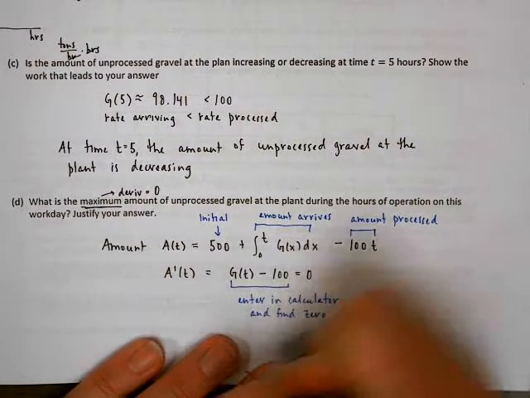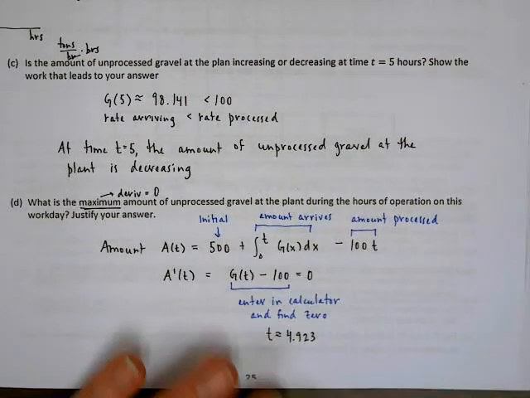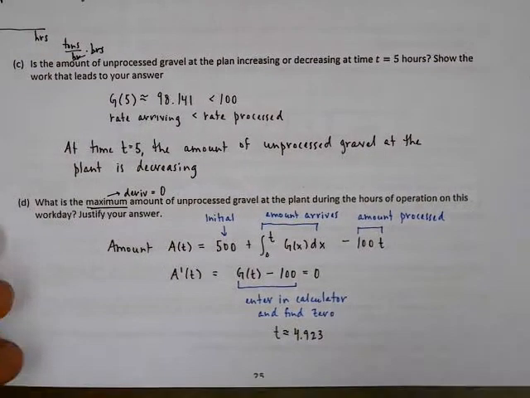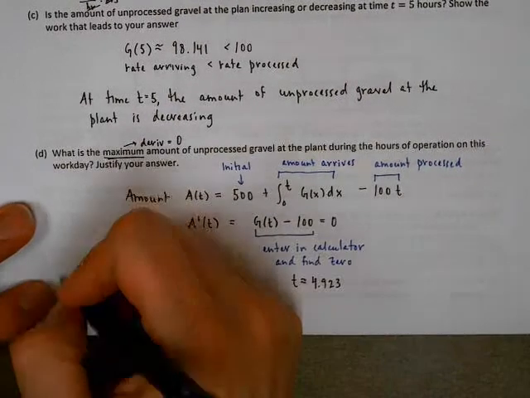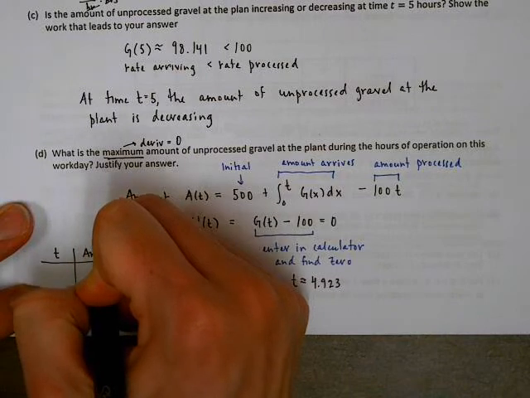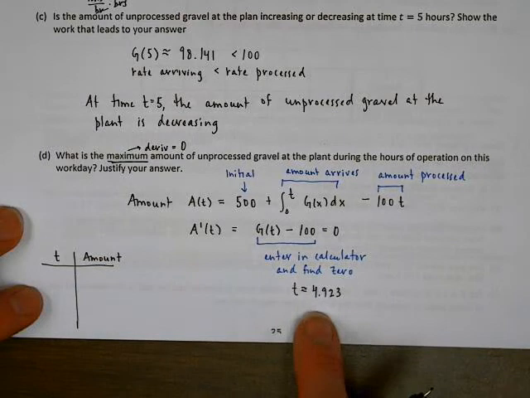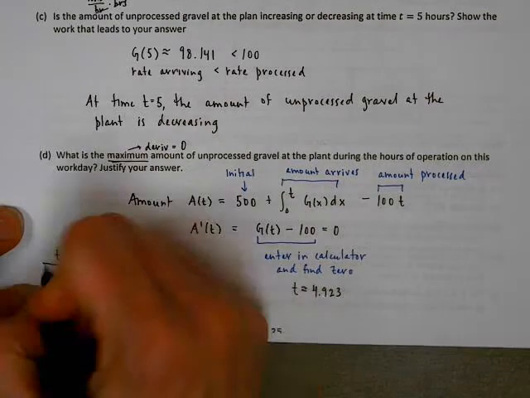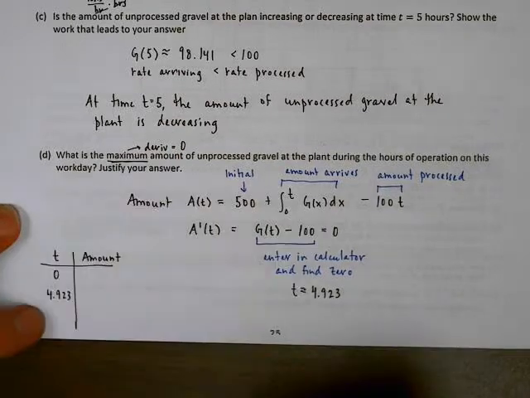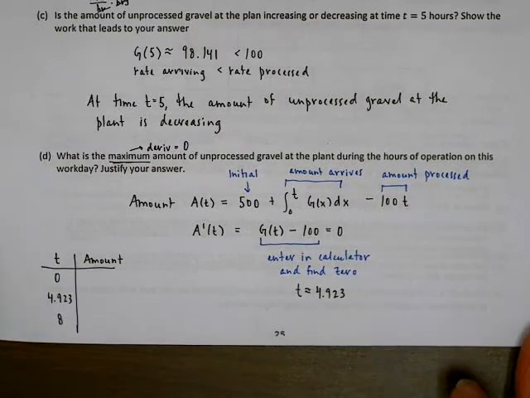So I have a critical point at t equals 4.923. So now if I want a maximum, this is where we make our options table. All right, I have my value of t and I have the amount of gravel. Now, when we make an option table, we include the critical point as well as the endpoints. So I'm going to do 0, I'm going to test 4.923, and I'm also going to test at 8 to see where the maximum occurs.